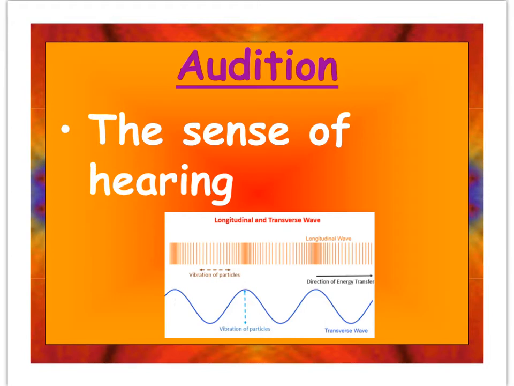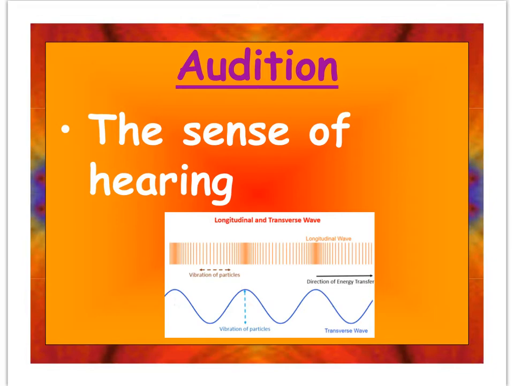And you'll notice that the types of waves for audition look different than the types of waves for vision. For vision, you're using sine waves or transverse waves, and you'll recognize those waves over here in this area. For hearing, you have longitudinal waves, and those waves look like this up here. To explain longitudinal waves, we have Miguel.